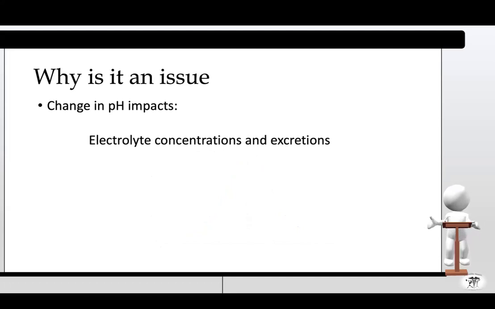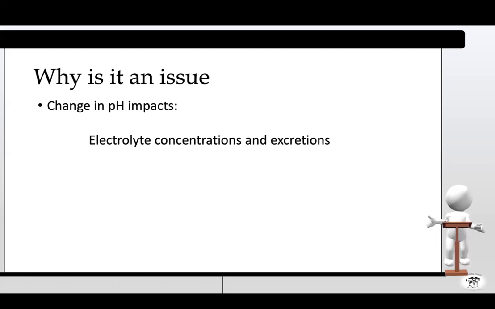The other thing that's going to change is the electrolyte concentrations that we see, as well as the excretion rates of electrolytes based off of changes in pH, in an attempt to compensate for the varying levels of hydrogen ions or hydroxyl ions, that's the H plus ions or the OH negative ions, that we happen to see within the plasma based off of changes in the metabolites that we see in circulation.